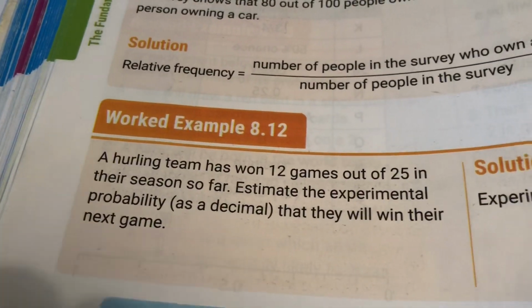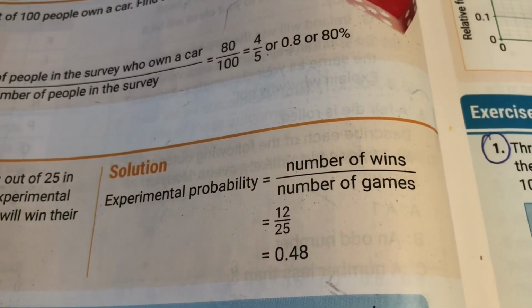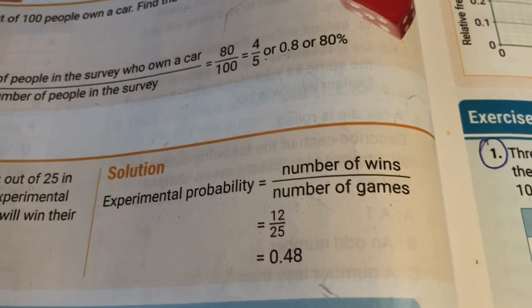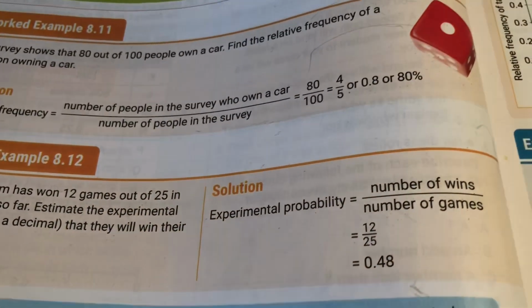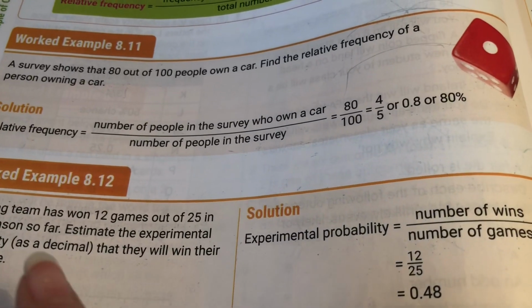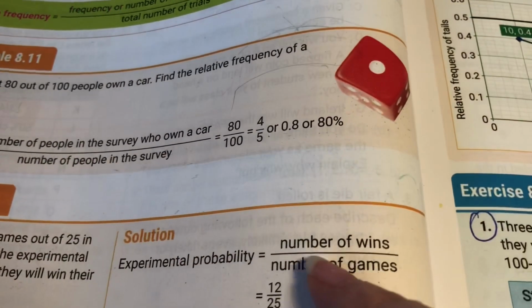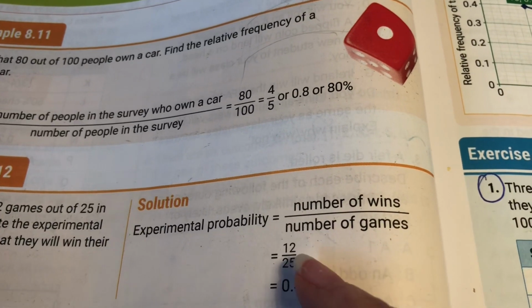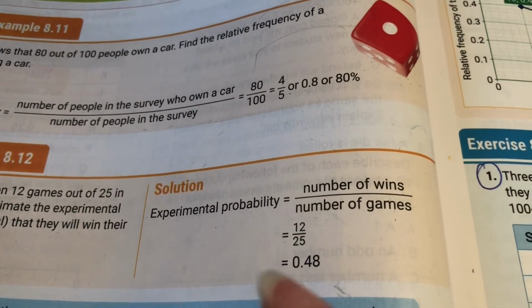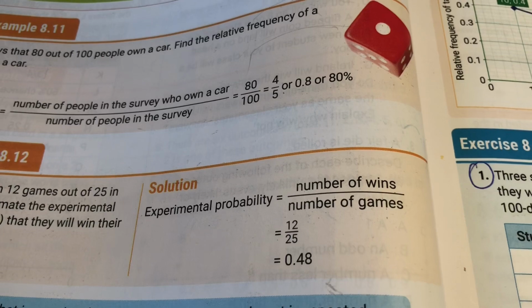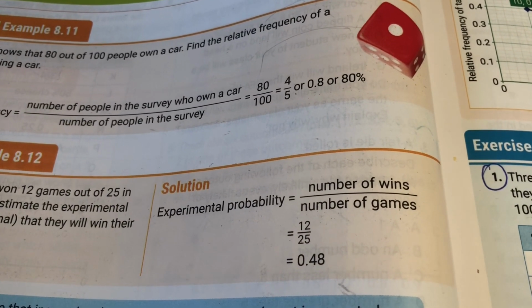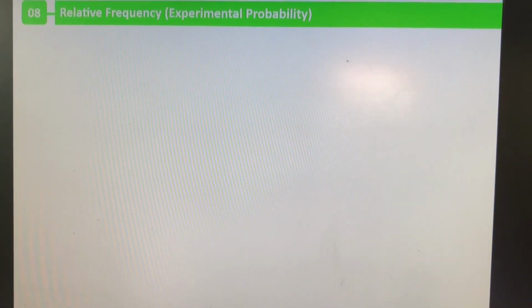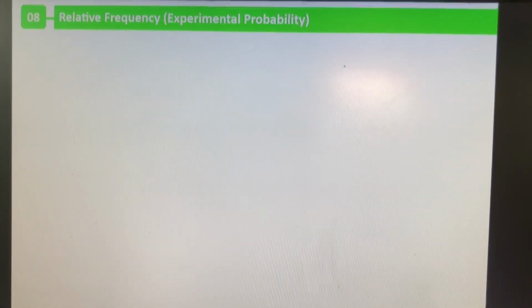So after writing down your formula, we apply it to this particular question. So how many times they did win, when we've conducted the experiment, we've got actual information from trials that we did. So there were 25 trials, 25 games, 12 of them they actually won. So 12 out of the 25. And to turn it into a decimal, we would simply divide 12 divided by 25. 0.48.